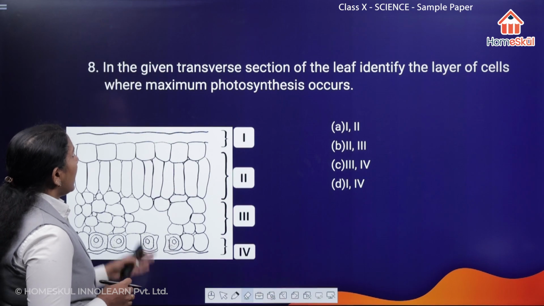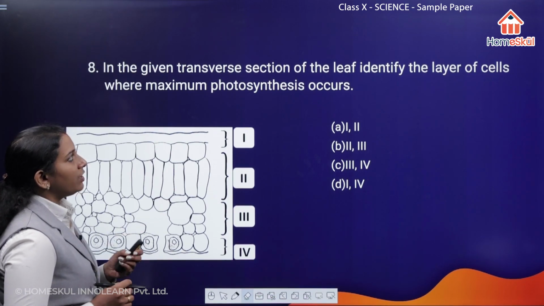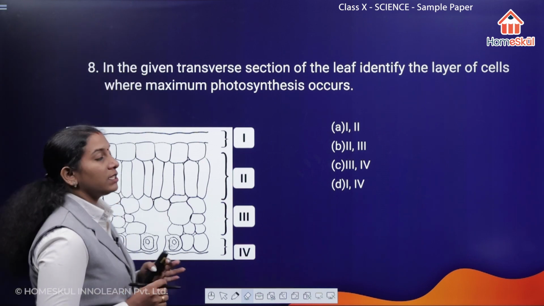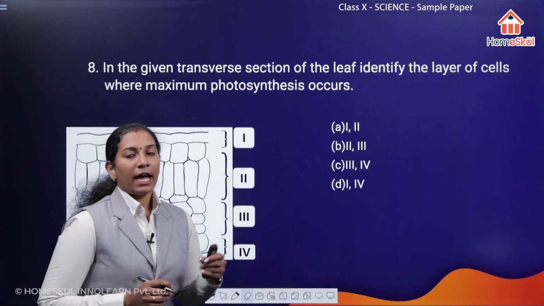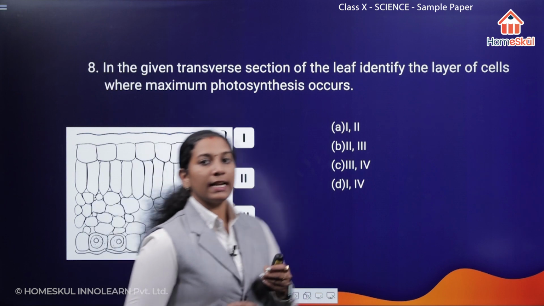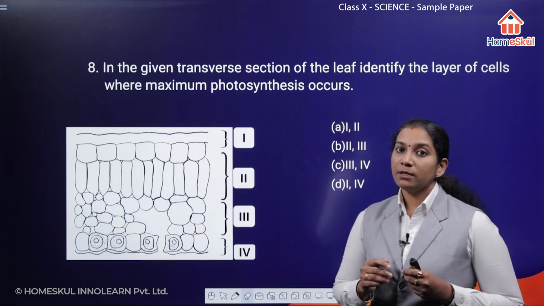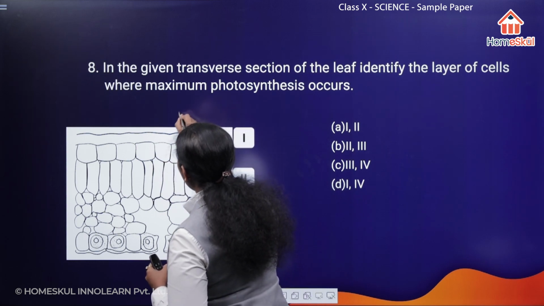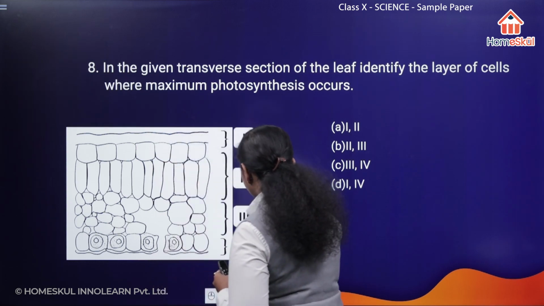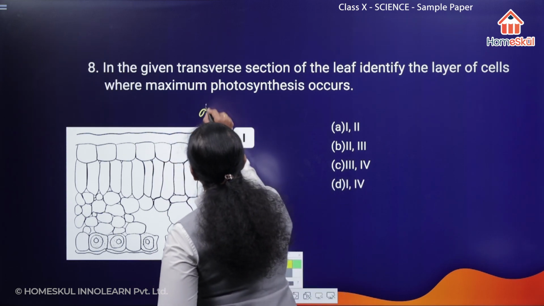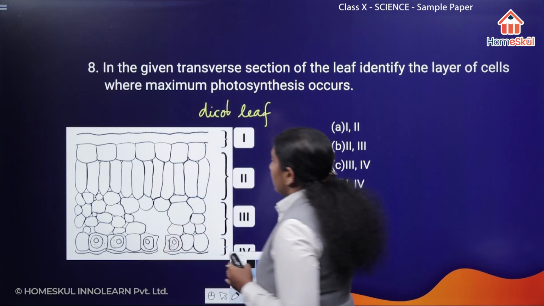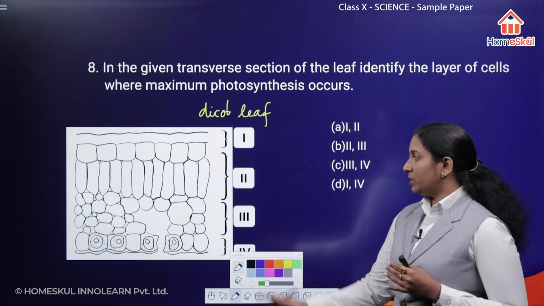So, first one, in the given transverse section of the leaf, identify the layer of cells where maximum photosynthesis occurs. Okay, and you know that from this figure, it is clear that it is actually the anatomy of a dicot leaf. Okay, a dicot leaf is what you can observe in this figure.